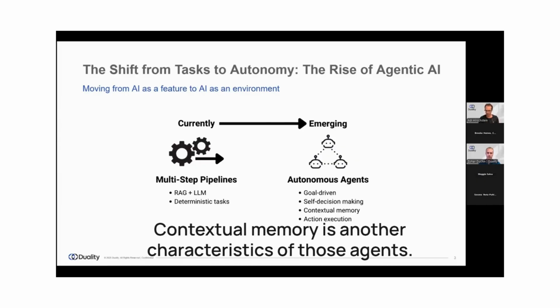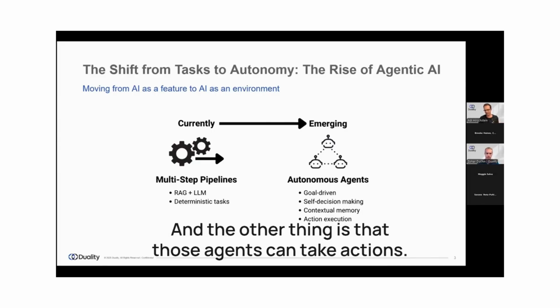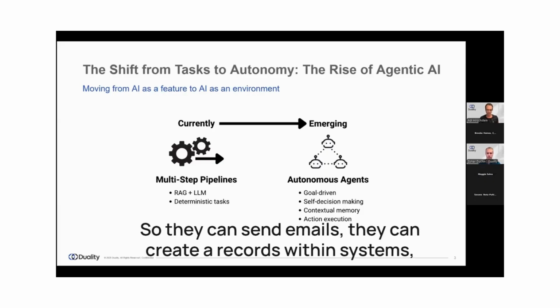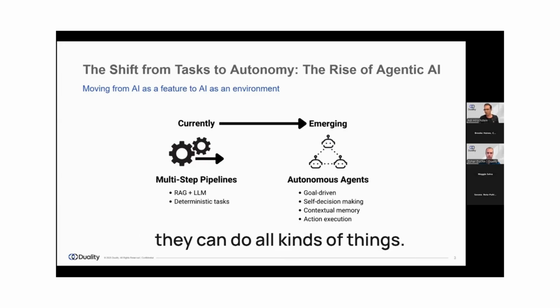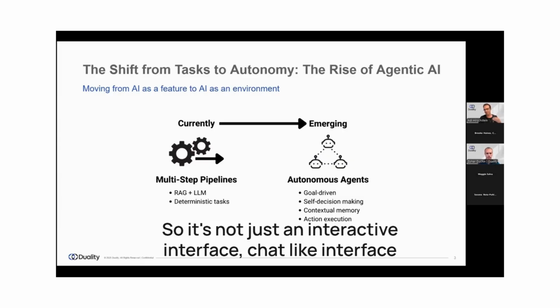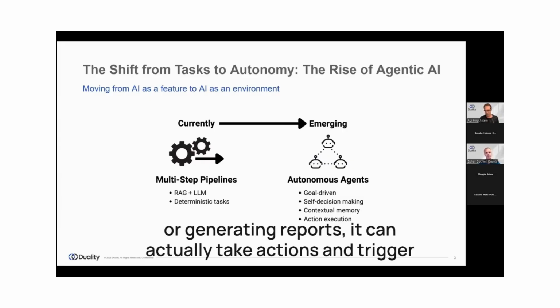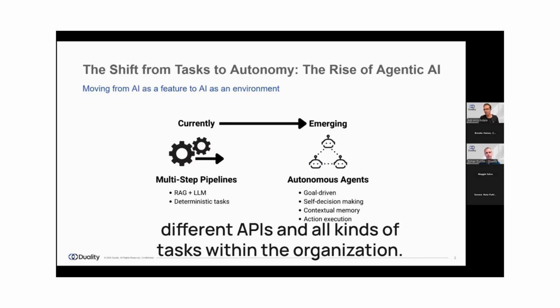Contextual memory is another characteristic of those agents. And the other thing is that those agents can take actions. So they can send emails, they can create records within systems, they can do all kinds of things. So it's not just an interactive, chat-like interface, or generating reports. It can actually take actions and trigger different APIs and all kinds of tasks within the organization.